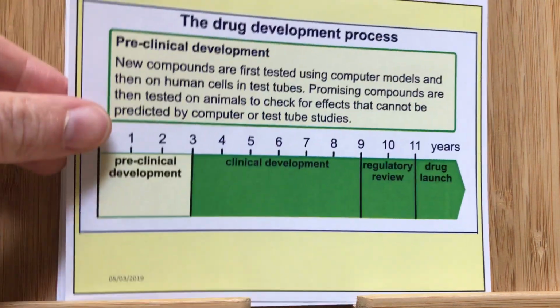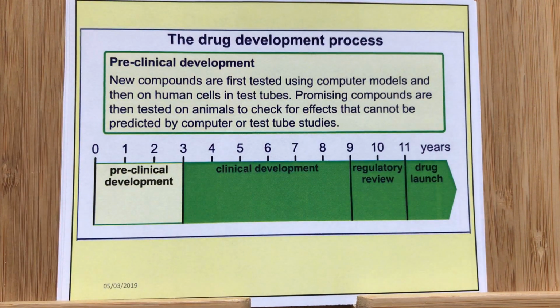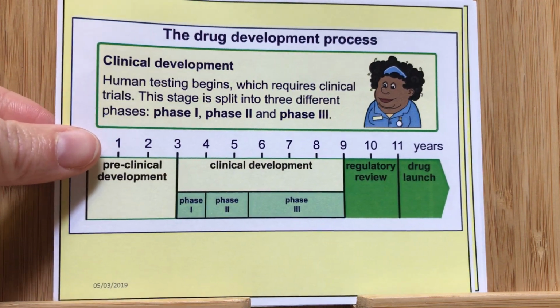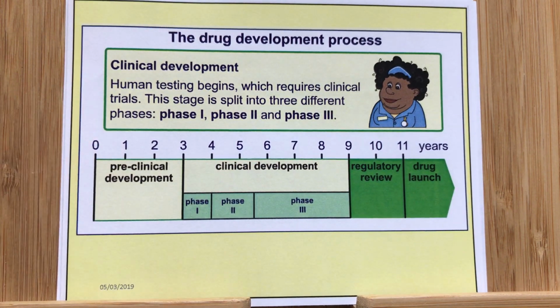We've got the preclinical development. Okay, this is where we're looking at computer models first of all, testing just on human cells, maybe testing on animals in this stage as well. Okay, then we go on to the clinical development. So preclinical, no humans involved. Clinical, human testing begins. Okay, and we've got 3 different phases to this.